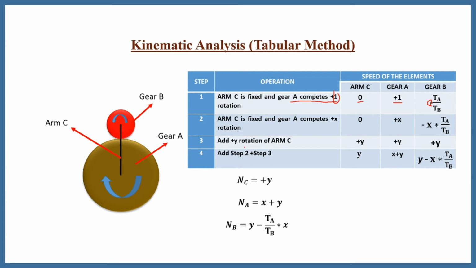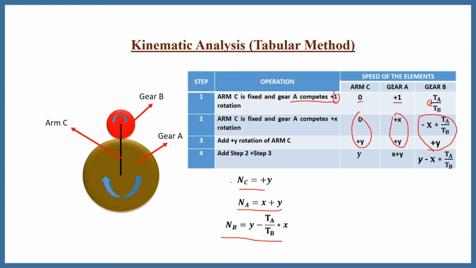In the third condition, we need to add the plus y rotation. That means here we just add plus y, plus y, plus y, and in the last you need to make the addition of the second step and the third step. For gear A, it is x plus y, and for gear B, it is y minus x Ta upon Tb. Using this, you will get the speed of gear C, gear A and gear B because of that epicyclic action. That means NC is equal to y, NA is equal to x plus y, and NB is equal to y minus x Ta upon Tb.